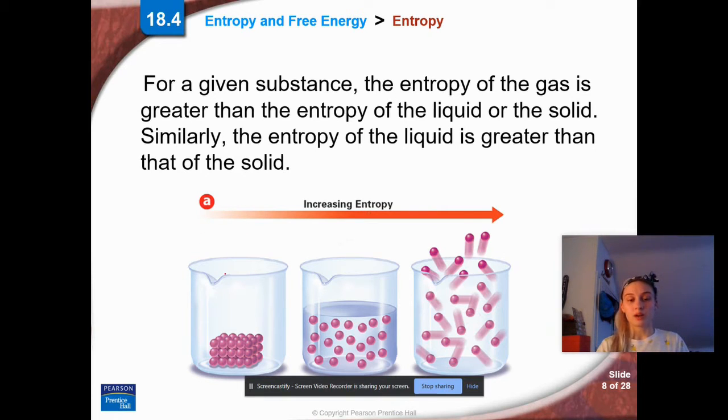I already kind of mentioned this. If the entropy of gas is higher than the entropy of the solid, the entropy of the liquid is also greater than the entropy of the solid. Basically, the solid is very orderly and has low entropy. Liquid has moderate entropy, moderate energy, moderate disorder, and then gas has a lot of disorder, a lot of randomness, with all those particles bouncing around everywhere.